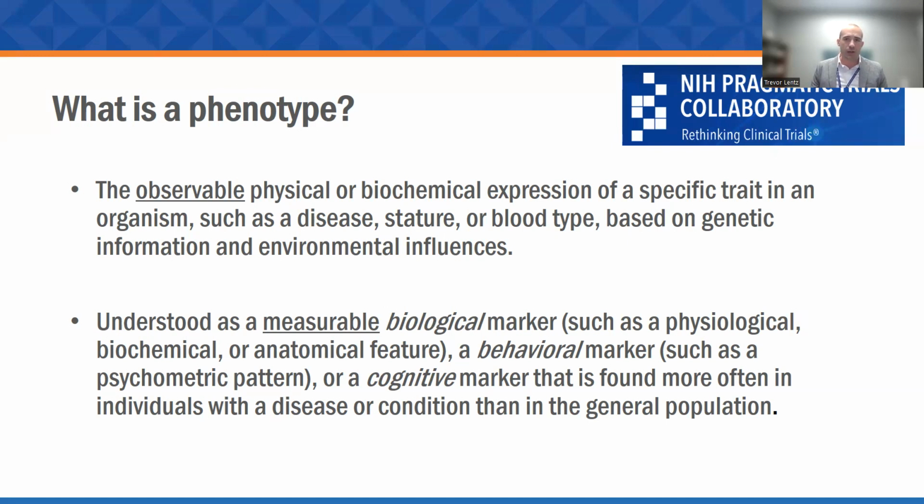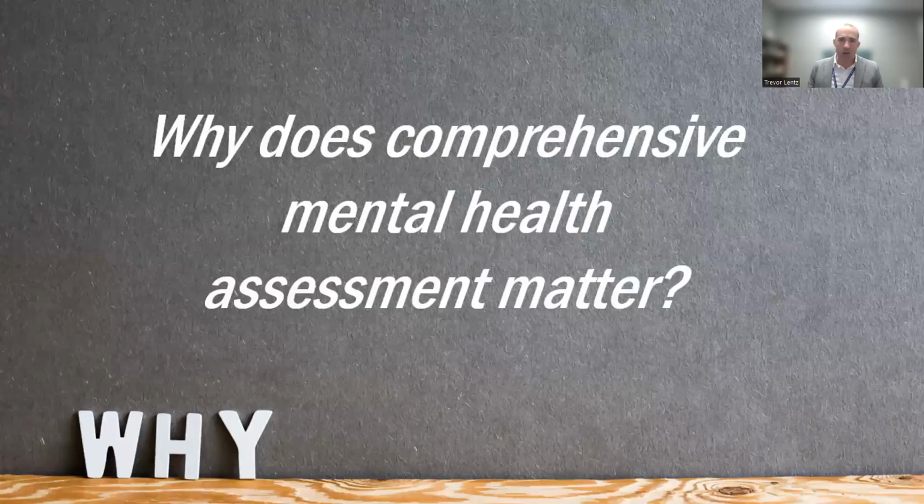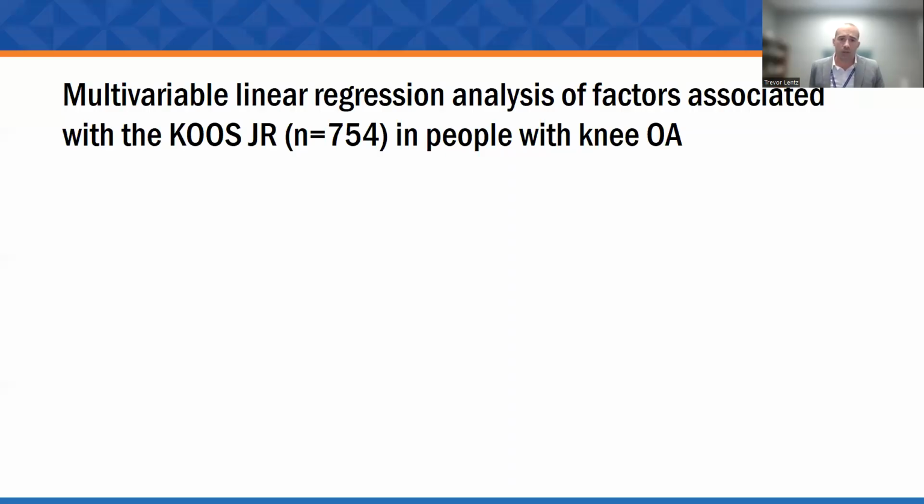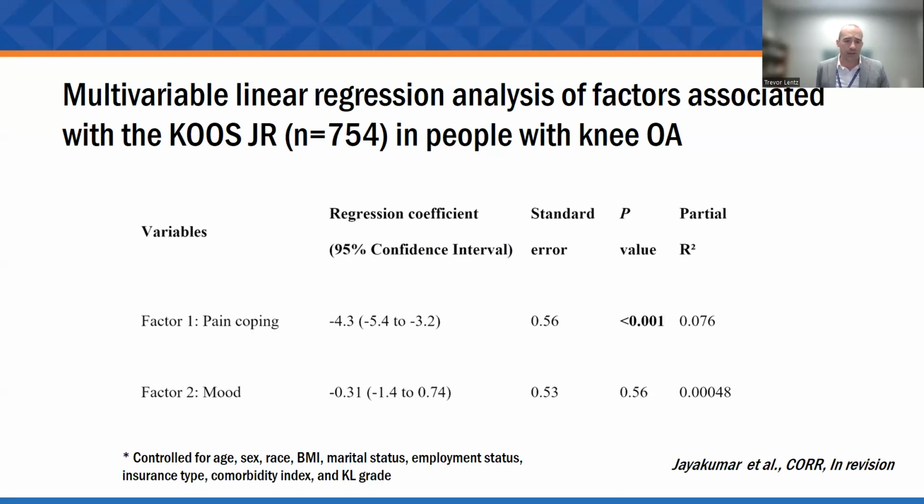We've done some work to look at this concept of how much overlap there is with different psychological constructs. And it really tells us a lot about why comprehensive mental health assessment matters. We took 754 individuals that were being treated here at Duke with knee osteoarthritis. They all filled out the CCCR at baseline, and we looked to see how different mental health characteristics were associated with their self-reported function. We controlled, you can see there on the bottom, for characteristics like age, sex, race, BMI, marital status, employment, insurance, comorbidity index, and KL grade. So the degree of degradation within the joint.